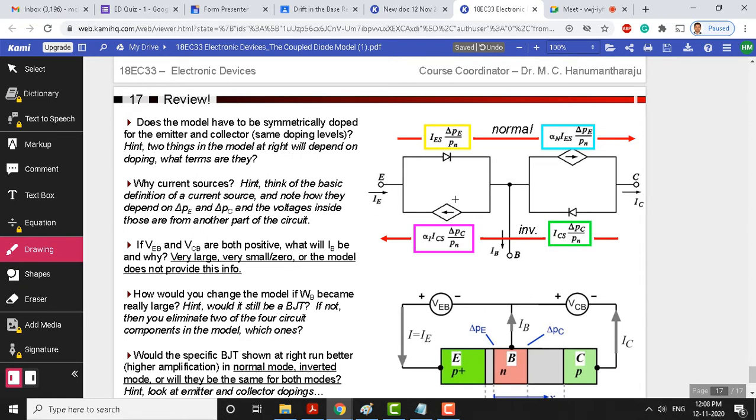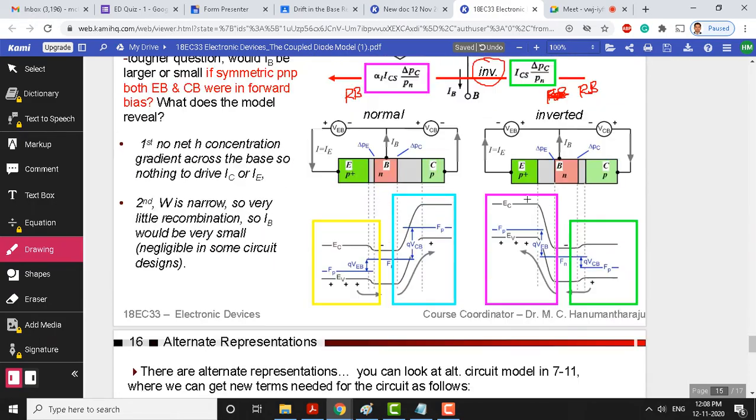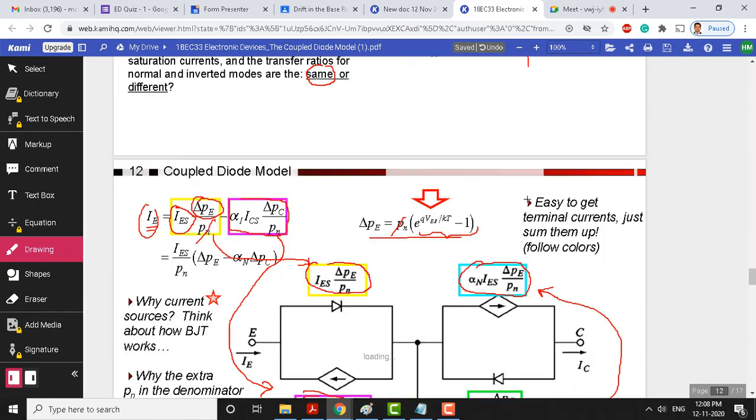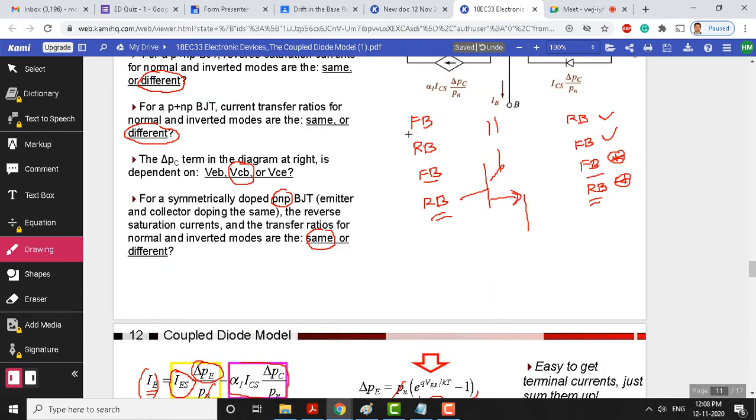And finally, we have this model. Everybody should be familiar with this model and the different sorts of bias we apply, and this model is going to provide a solution for all sorts of bias. In the earlier class we discussed the normal mode, where the emitter-base junction is forward biased and the collector-base junction is reverse biased, and also the inverted mode, where the emitter-base junction is reverse biased and the collector-base junction is forward biased.